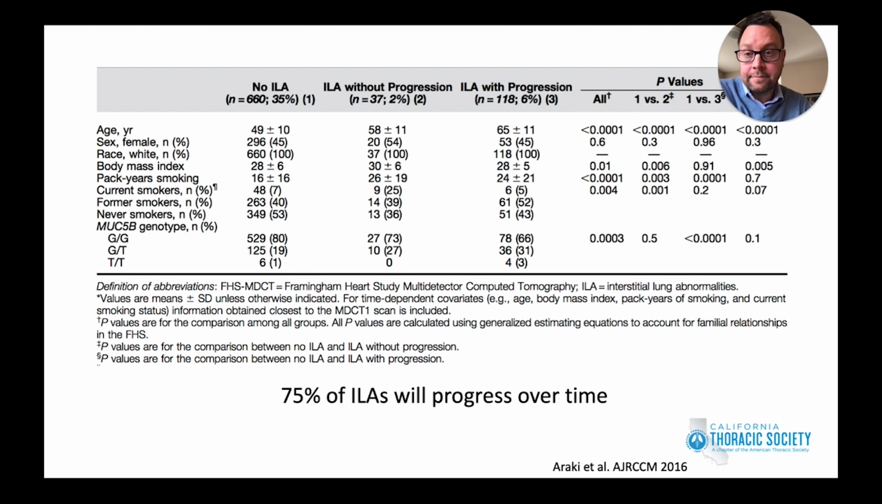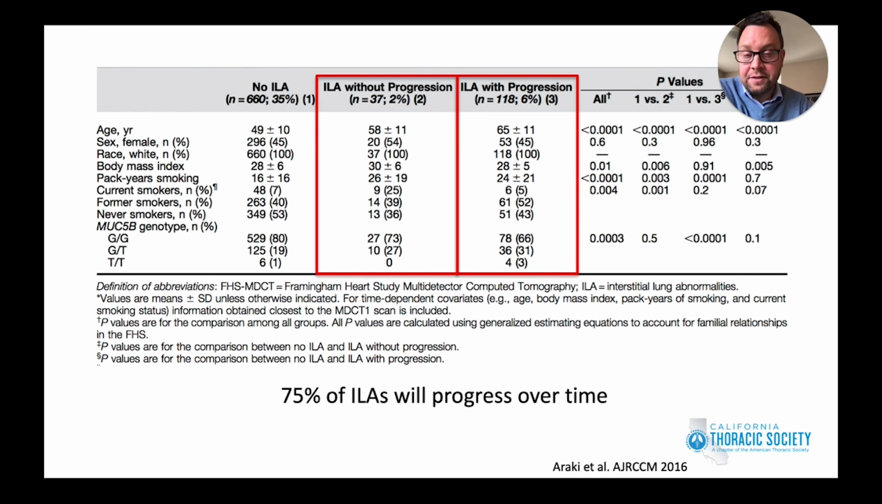And so in this paper, we see that progression occurred in a much higher percentage of patients who did have ILA, such that about 75% of patients who have ILAs will progress over time. So these should be taken seriously. Not everyone will develop clinically overt disease, but it is important to note that a lot of these patients will progress over time.